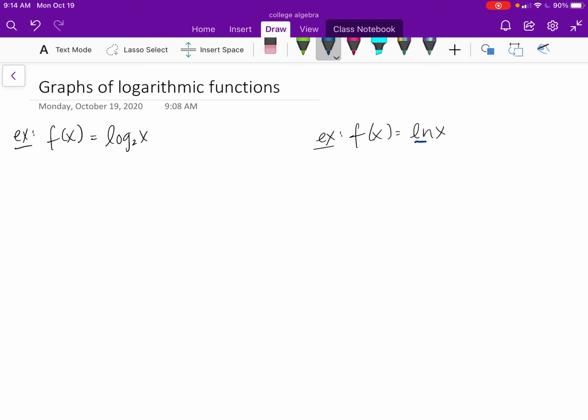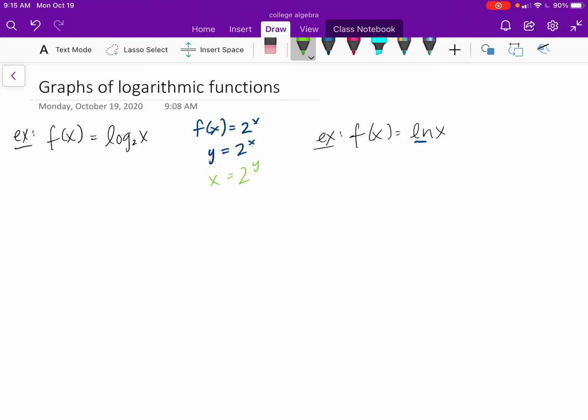If we have an inverse function, we looked at examples such as this. So let me write function notation. 2 to the x power, that's an exponential function. But if we want the inverse, we have to interchange x and y. So let's write this as y equals 2 to the x, and then when we change x and y, we'd have x equals 2 to the y.